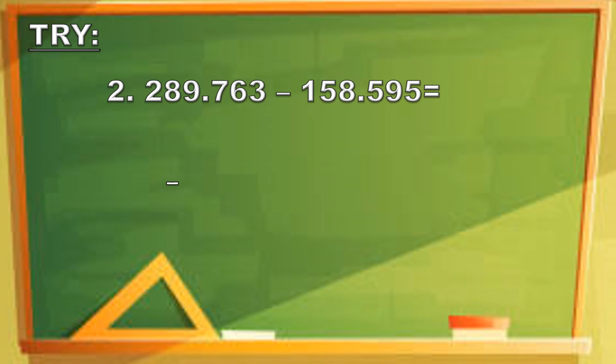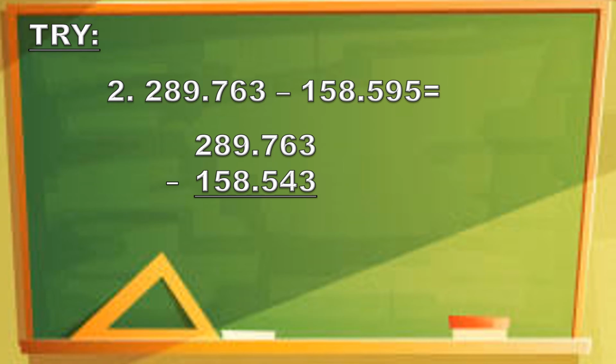Okay, let's subtract. So we start from right to left. 3 minus 3 is 0. 6 minus 4 is 2. 7 minus 5 is 2. And then we put our decimal point. 9 minus 8 is 1. 8 minus 5 is 3. And 2 minus 1 is 1. Okay, so we have 131 and 220 thousandths. Did you get the same answer? Okay, good job.